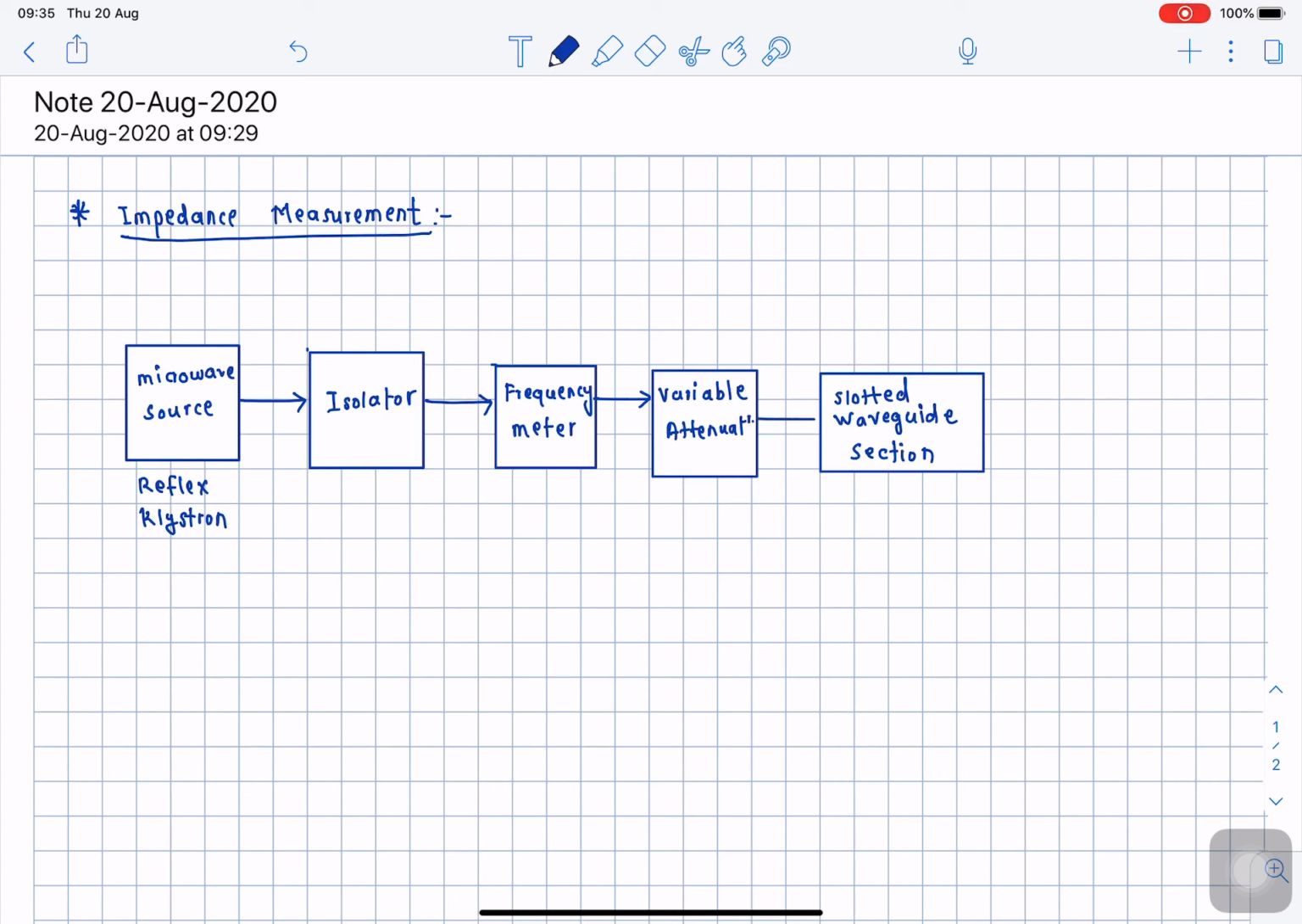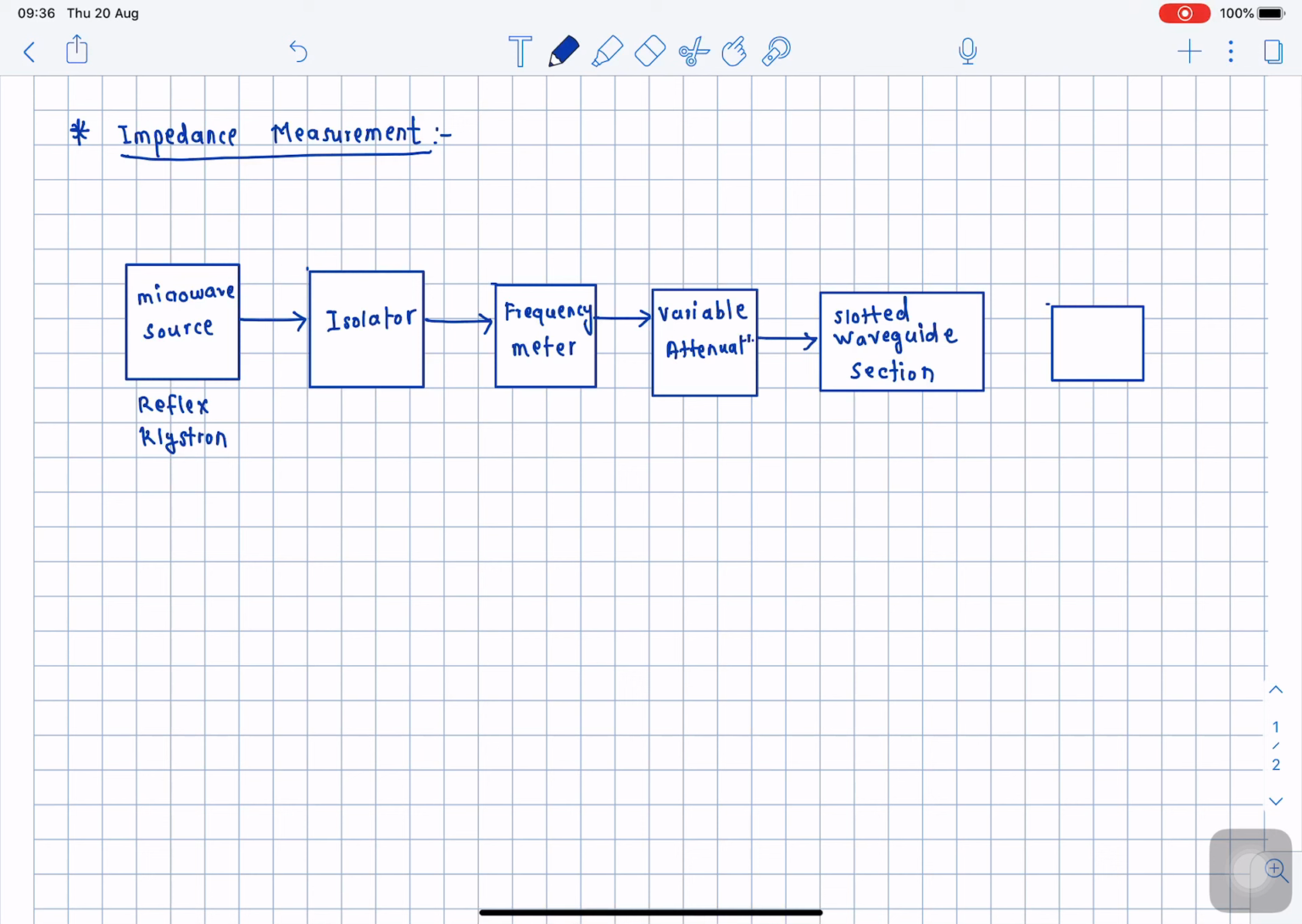The output from the variable attenuator is connected to the slotted waveguide section, and finally this slotted waveguide section will be terminated into the unknown impedance. So what I will do is draw here the last block, and that is the unknown impedance which we want to measure. So this is the unknown complex impedance, or I will write Z, and that is connected to the slotted waveguide section.